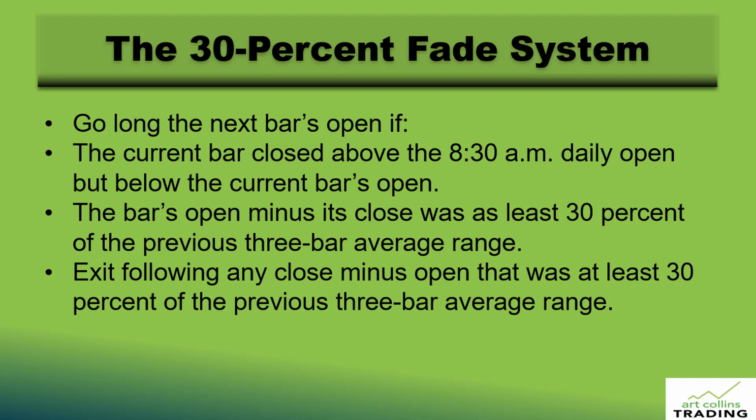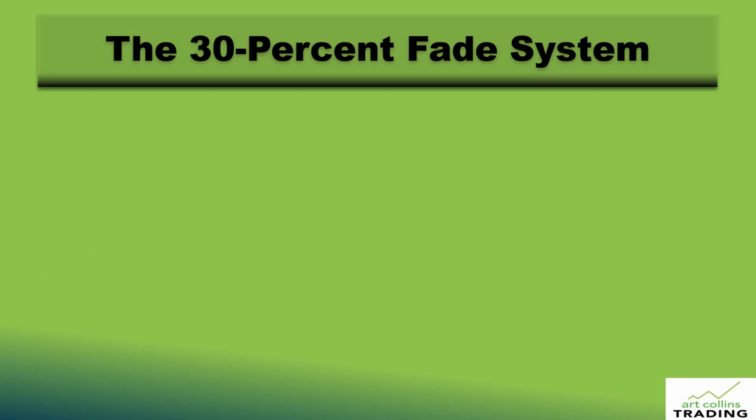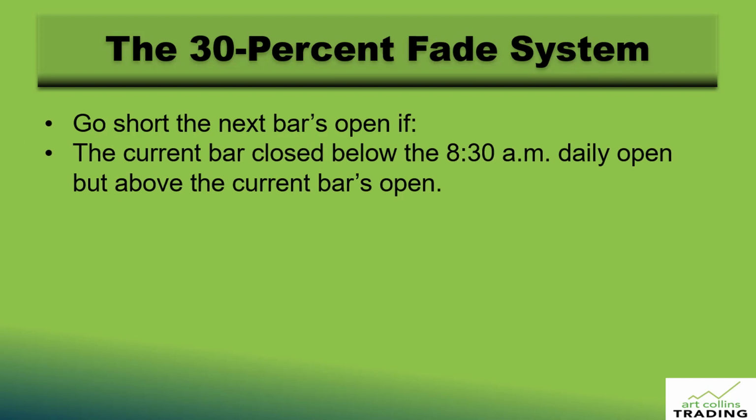So you enter on a lower open to close. It's got to be at least 30% of the average 3-bar range, and you exit if the close is higher than the open and the close minus the open was at least 30% of the average 3-bar range. As always, short side is a mirror image.